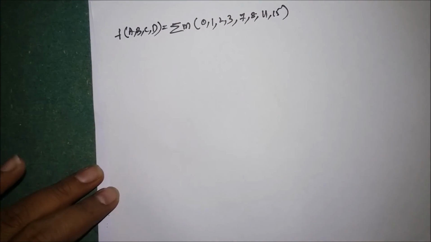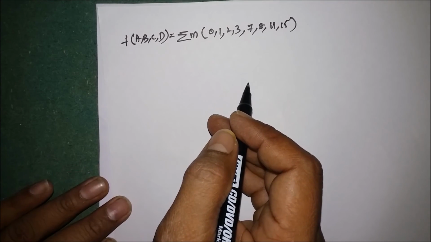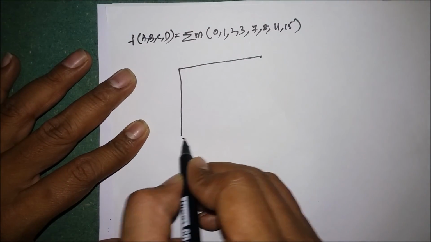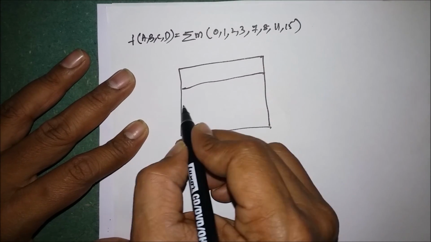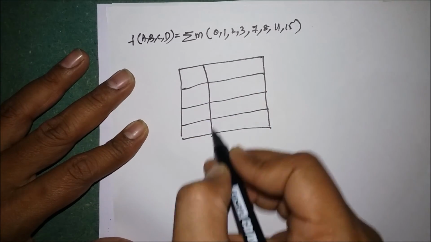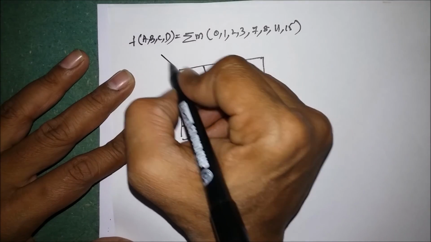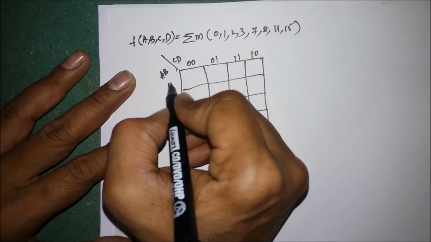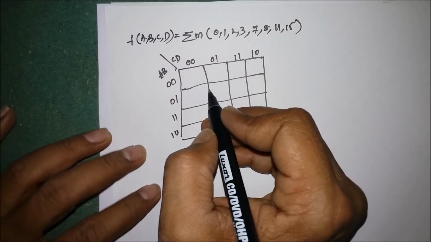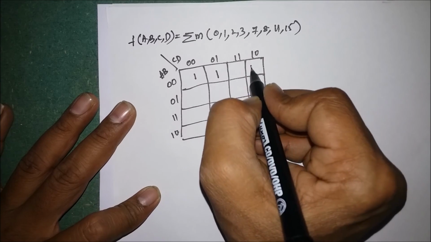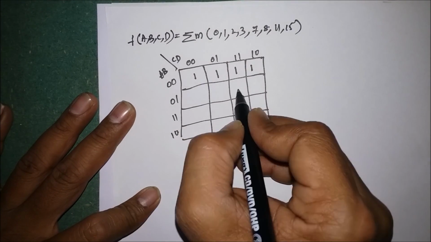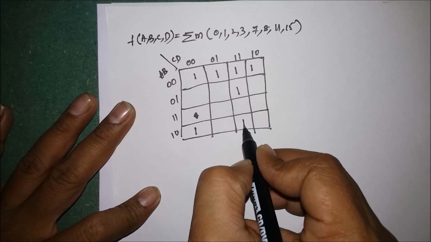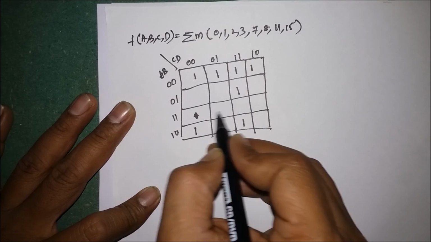This is one problem which we can solve, as in my previous cases I was not able to solve the problems. So here what I do is, I am drawing a K-map here, CD, marking the gray code. Now in 0, I'm marking 0. Next 1, 2, 3, 4, 5, 6, 7, 8, sorry, 8, 9, 10, 11, and 15. 12, 13, 14, 15.